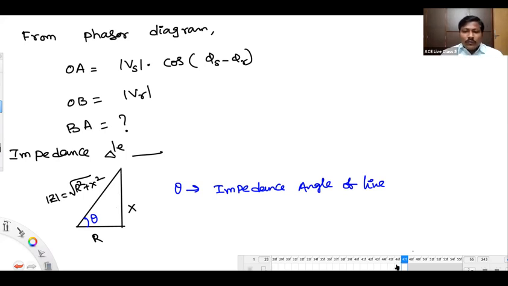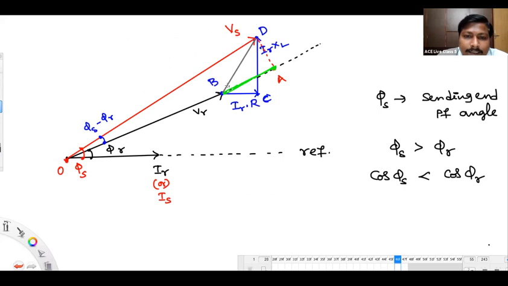Next, let's move to this one. So this is that theta angle. This total angle is theta. And what is that BD length we are saying? BD length is magnitude of IR into magnitude of Z.